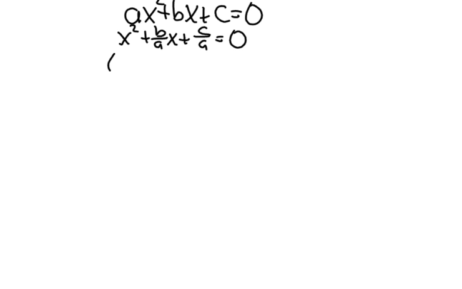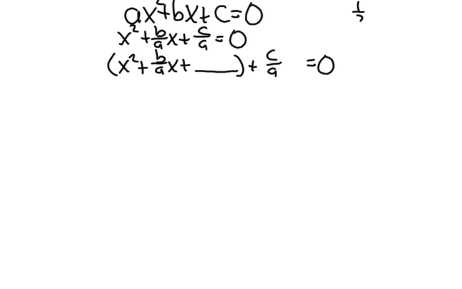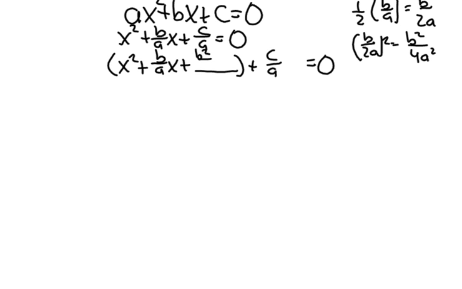Now, I want to rewrite. Now on the side here, I'm going to complete the square. So what? Half of b divided by a. And then I'm going to take that answer and square it. So now, what am I going to do? I'm going to add b squared divided by 4a squared and minus b squared over 4a squared.